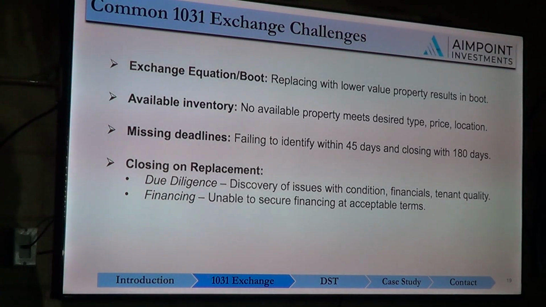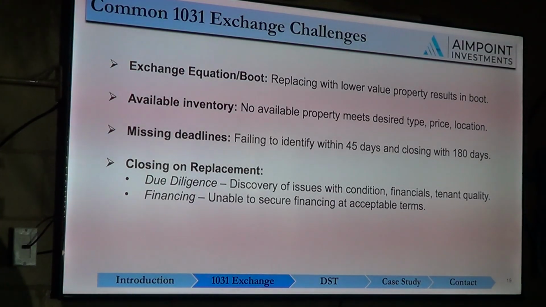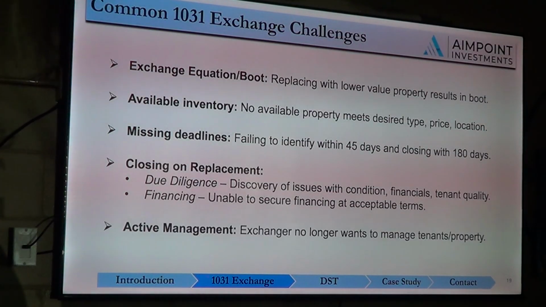I want to say the Palisades fires also impacted the timeline. So there are exceptions, but it's out of the investor's control. And then finally, active management. That becomes a big blocker that we help with. We're going to talk more about that.